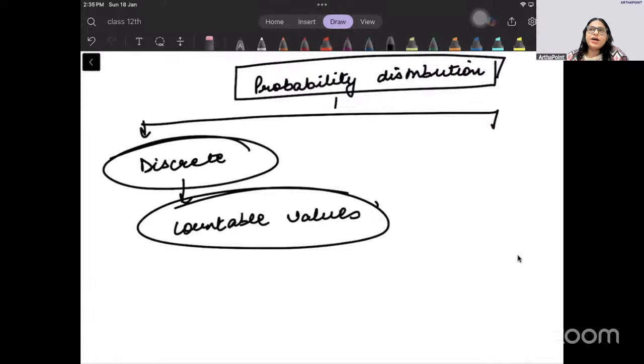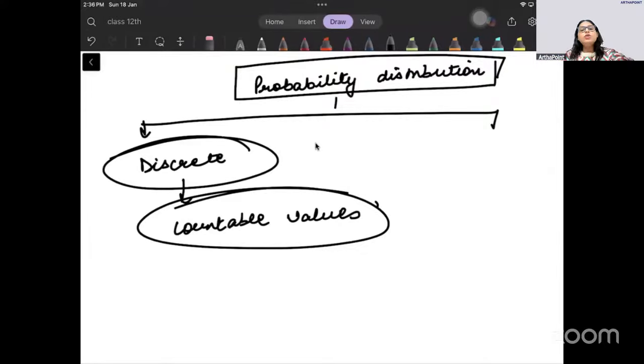For example, if I ask you, I have tossed 5 coins, what is the maximum number of heads? You can count. Maximum heads can only be 5. If I ask you that I am running a machine and it is producing 100 units, how many will be defective? You can go ahead and tell how many will be defective. So whenever we talk about anything which can be counted, that will be basically called a countable set, a countable value.